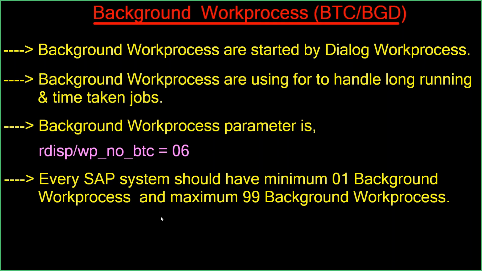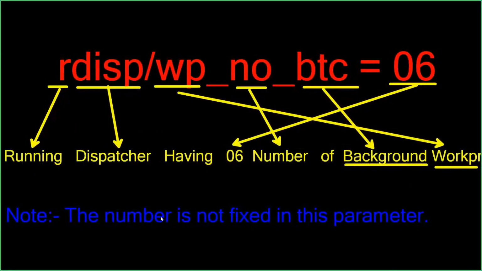And background work process parameter is R-disp. R-disp work process number of BTC equal to 6. What is the meaning of this parameter? R-disp work process number of BTC equal to 6 means R stands for running, disp stands for dispatcher, running dispatcher having 6 number of background work process. అంటే ప్రజెంట్ మనం యూజ్ చేస్తున్న సిస్టంలో 6 బ్యాక్గ్రౌండ్ వర్క్ ప్రాసెస్ ఉన్నాయి.